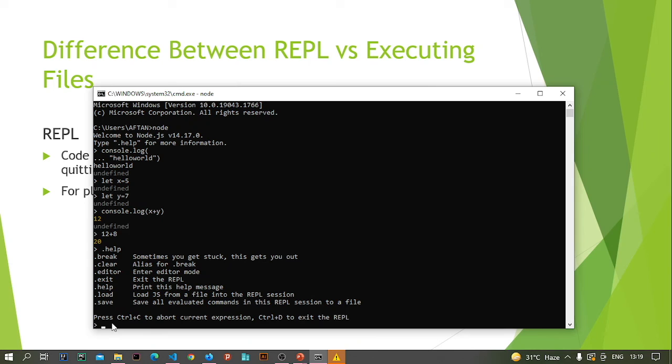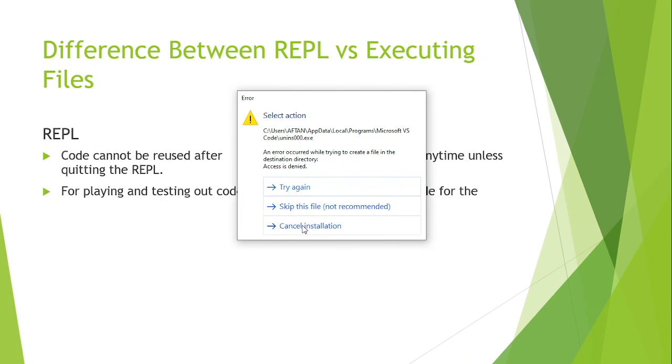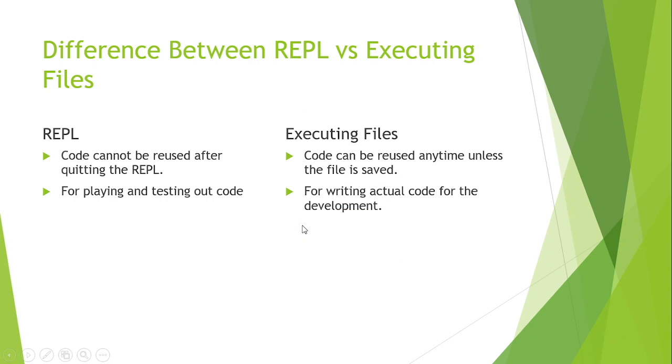We'll not be using that REPL now, so let me abort this by pressing Control C two times. You just have to press Control C two times and you will exit the REPL. So you are exited from the REPL now. I wanted to show you how REPL works and what it actually is, and whether we should use it for actual development or not. We shouldn't use this REPL, but we should use files to execute our code. So this is the way.